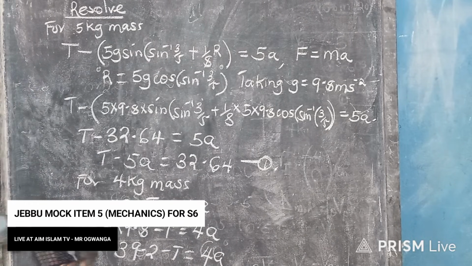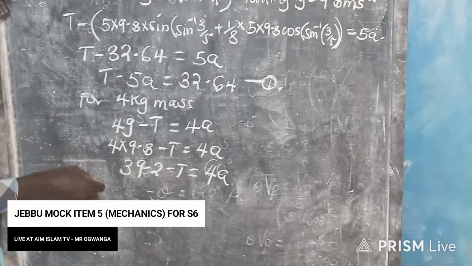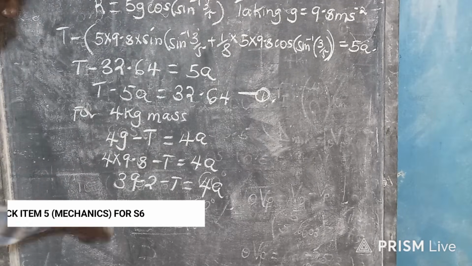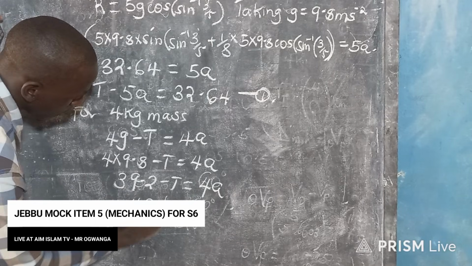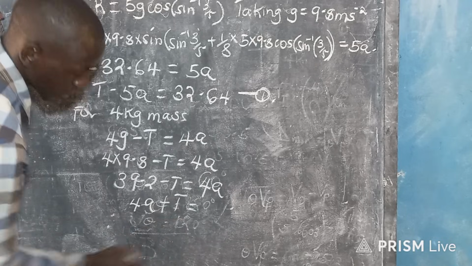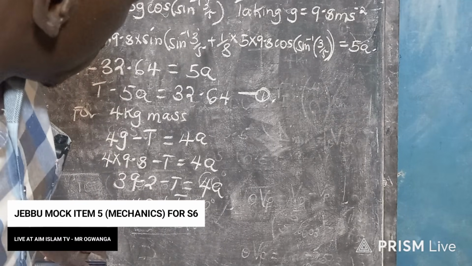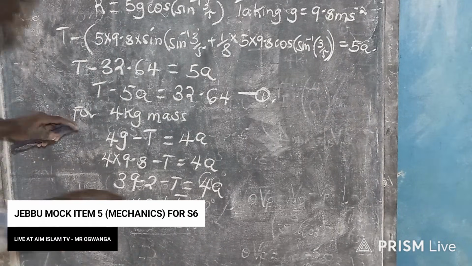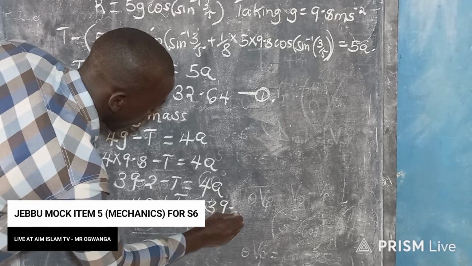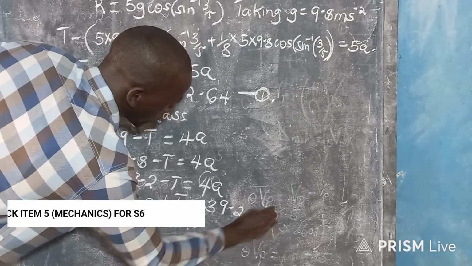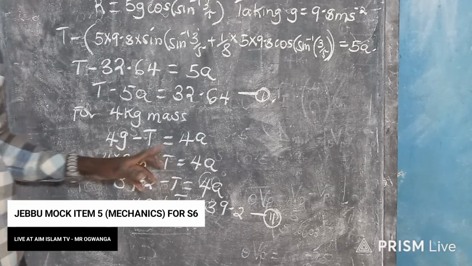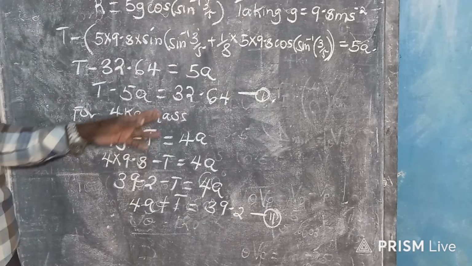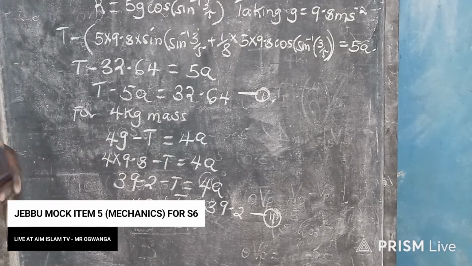I want to make an equation like that by making T and 4a on one side. So meaning that this one will go to that side, and we can have 4a plus T equals 39.2. Since the question wants the value of the acceleration and the tension, I'm going to solve these two equations.